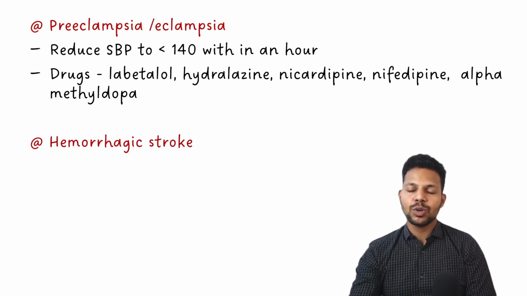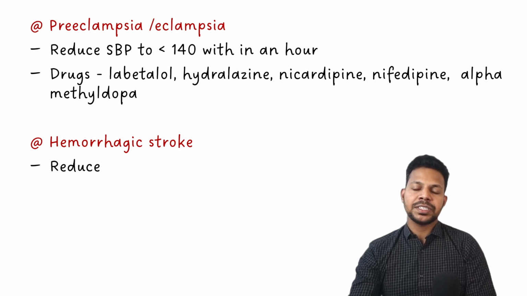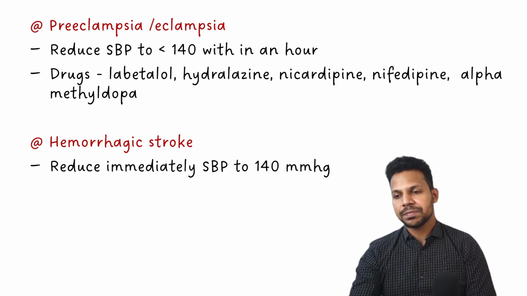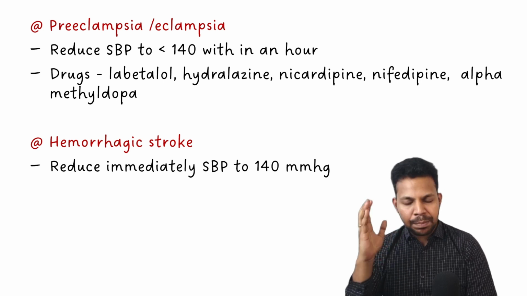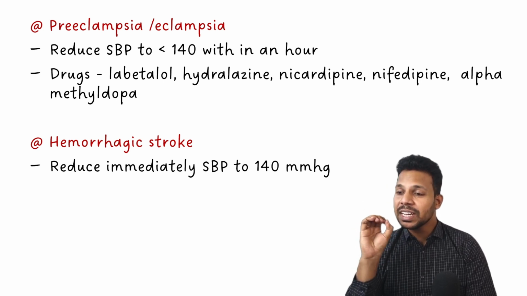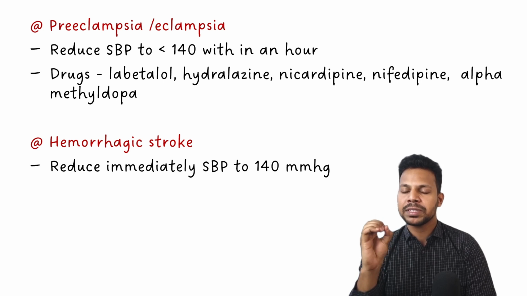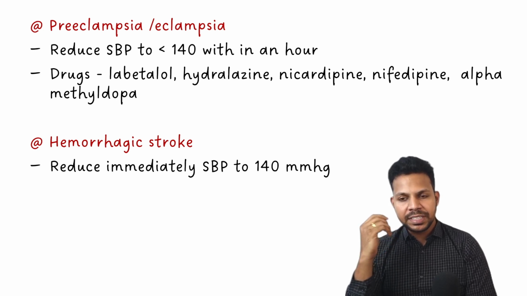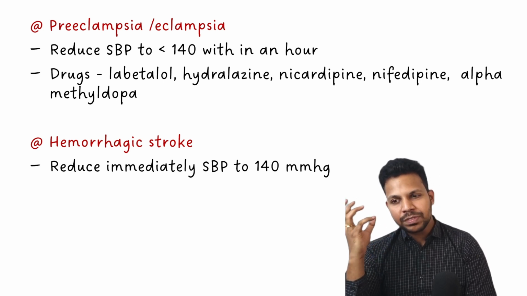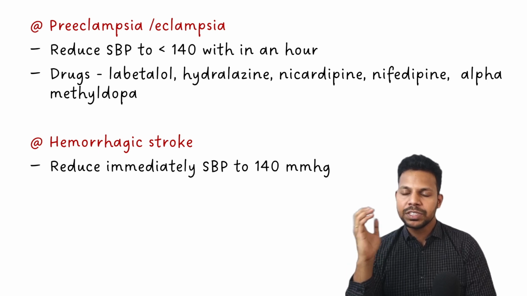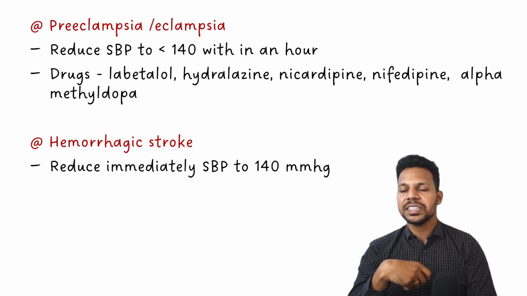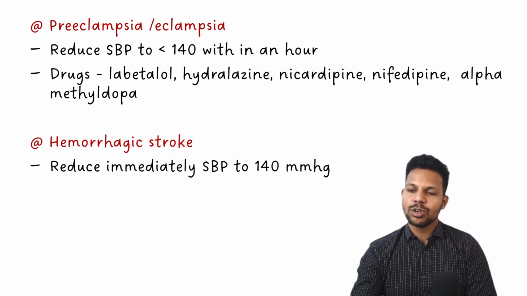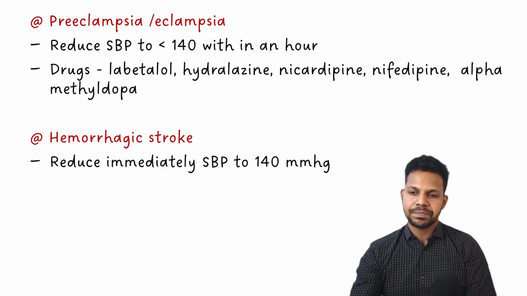In case of hemorrhagic stroke, immediately reduce the blood pressure to less than 140 millimeters of mercury. Why? Because the whole bleeding that has happened inside the brain is because of the increased intraluminal pressure or the increased blood pressure in the cerebral vessels. If the blood pressure is still high, the hemorrhage continues inside the brain, and that would eventually result in midline shift, and the patient may eventually land up in uncal herniation and the patient may die immediately. So, immediately reduce the blood pressure to less than 140 millimeters of mercury.